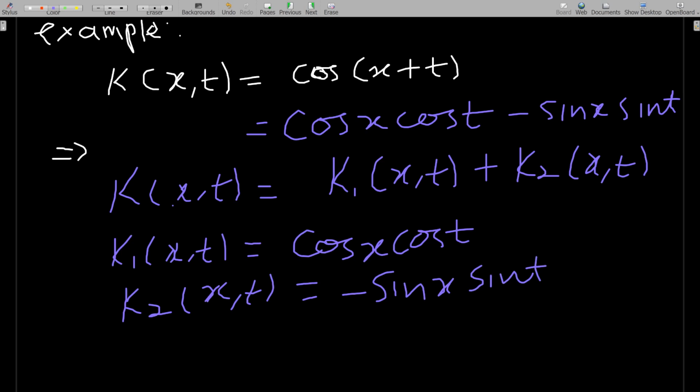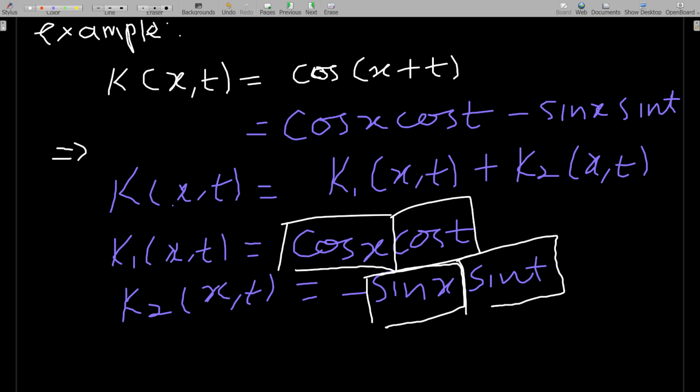So if you have a kernel that can be broken down into this summation, you can see that in each sum, the terms consist of products of functions of x only and t only. This one is just a function of x, cos x, multiplying a function of t, which is cos t. And the same thing happens to this one, sin x multiplying sin t.